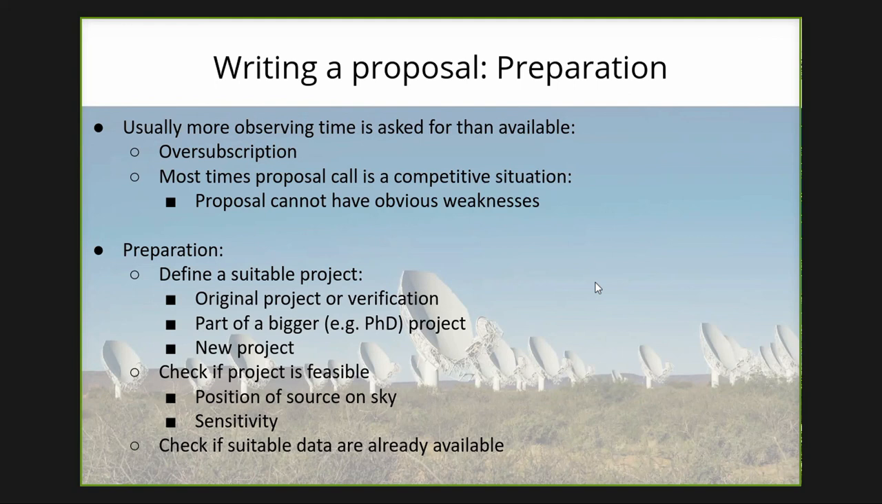For example, am I now proposing to observe a source at a declination of about 40 degrees? Shouldn't I better propose it for MeerKAT? It's not visible for MeerKAT, not accessible for MeerKAT, because that's a telescope in the south. Is the sensitivity that MeerKAT can provide, or the sensitivity that a telescope can provide, sufficient in a reasonable amount of observing time to reach the science goals that I actually formulate in my scientific justification? So these are short checks that you should do before you sit down and write the proposal.